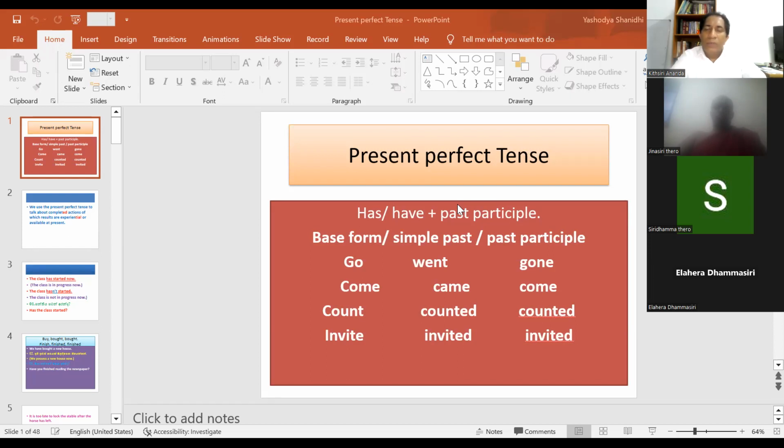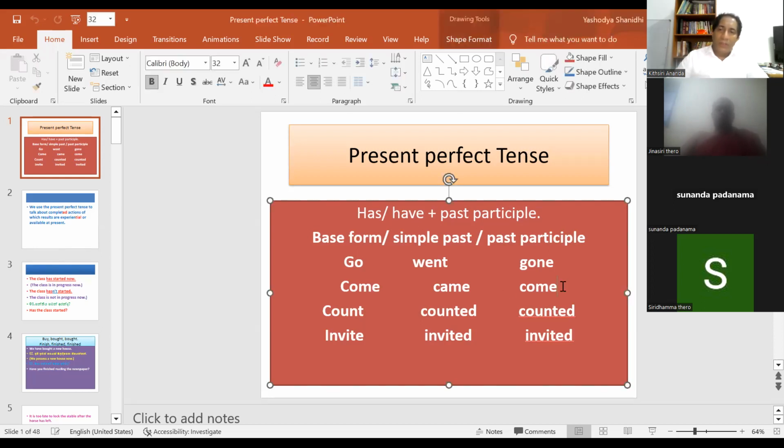You know that each and every verb generally has five forms. But these are the three major forms. Go, went, gone. The three major forms are different from each other. Come, came, come. The first and the third are the same, but the second is different.